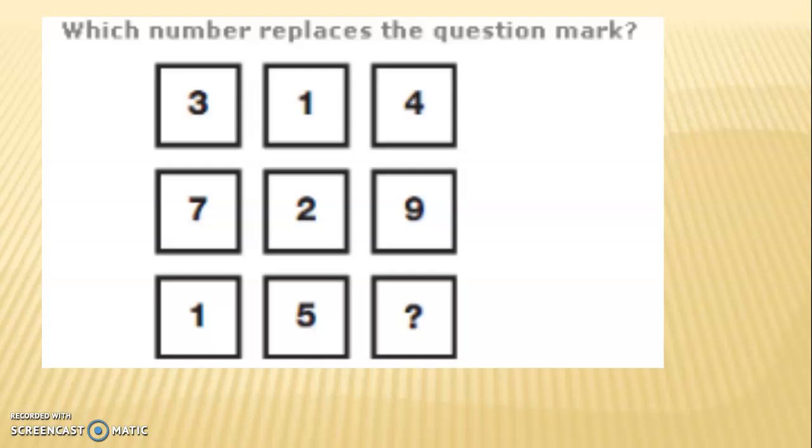Now the third question is, which number replaces the question mark? So can you try, what is the pattern observed here? This is a simple pattern in this question actually. So what they have done is, by adding the first two, they are putting the third one. That is 3 plus 1, 4, 7 plus 2, 9. So automatically 1 plus 5, the question mark will be replaced by 6.